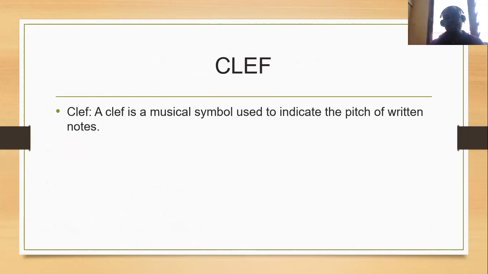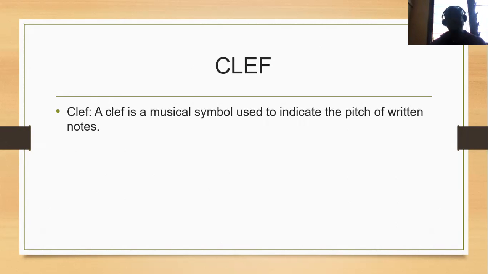Now, can you see on the screen? We have what a clef means, and in short, a clef is a musical symbol used to indicate the pitch of written notes. It is interesting to learn the clef because without understanding what a clef is, you wouldn't be able to write your own music. It will be difficult for you to understand the main theory about music or writing your own music.